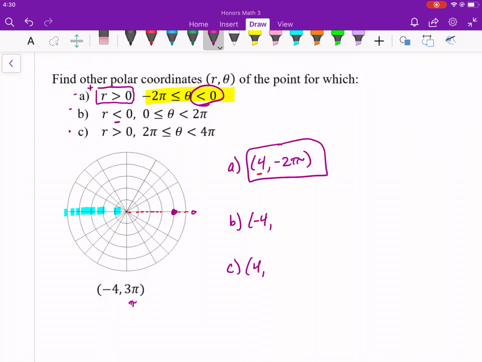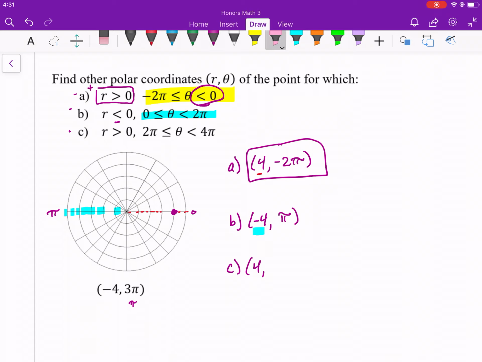Now, since this is negative, the angle will be along the blue dotted line. So we have to look at our restrictions for this one. We have to be between 0 and 2 pi. That should be easy. That's just the normal values. So this would be pi right here, so we'll go ahead and call that pi.